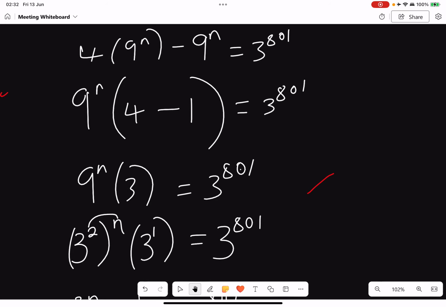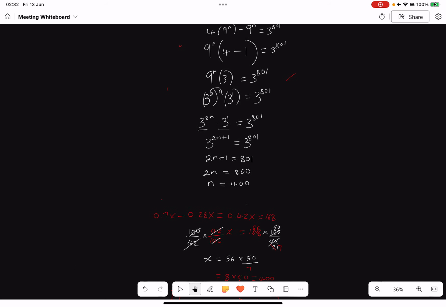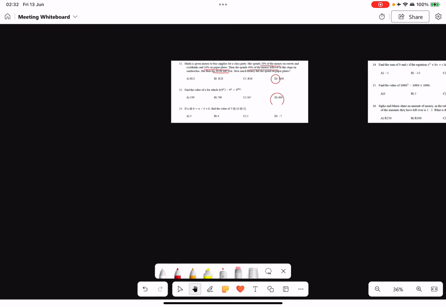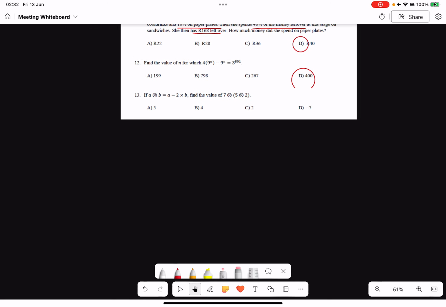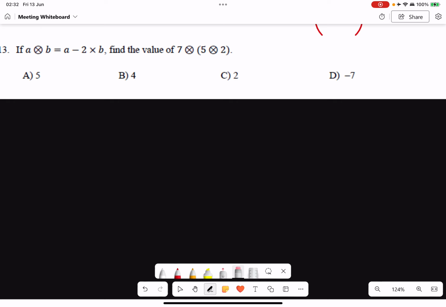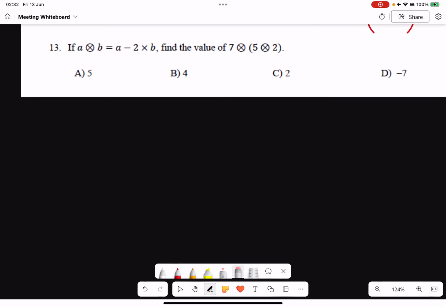Alrighty. So now we need to do the last question on this video. The other questions will be on the upcoming videos. So ladies and gentlemen, we are told that A star B equals A minus 2 times B, and we are asked to find the value of that.